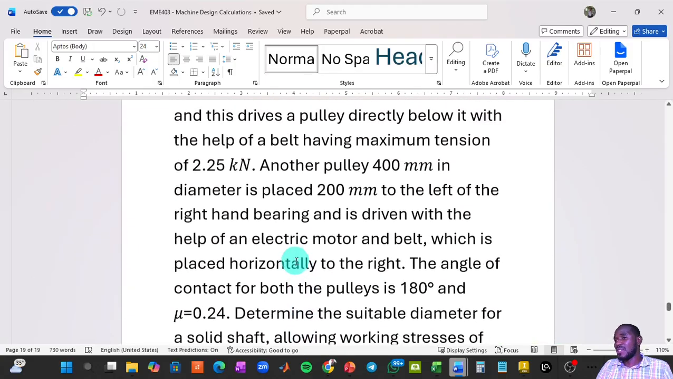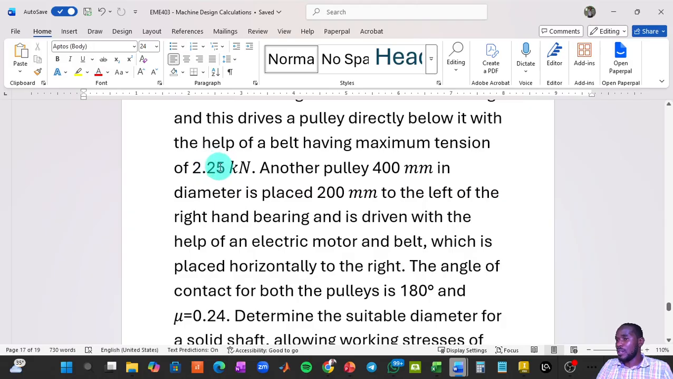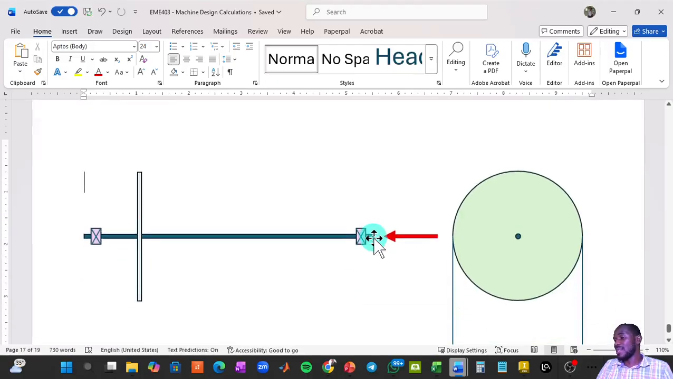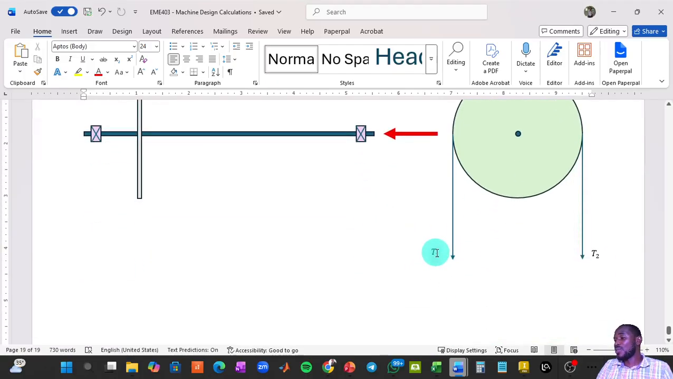You are given the tight side where the maximum tension is. So you need to know what the slack side is. The reason is that if I know the tight side and the slack side, then I know the torque being transmitted. I beg your pardon, not tension. Tension is what is occurring in the belt. You will know the torque being transmitted, because the torque will be a product of the difference between these two tensions and the radius of this pulley. I showed you the equation at the beginning of this video.